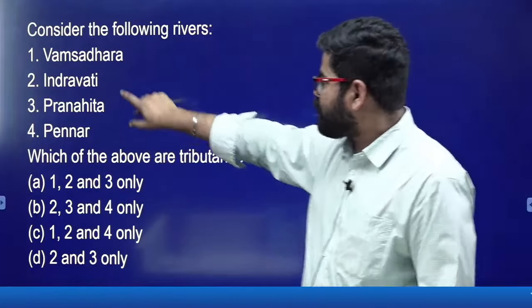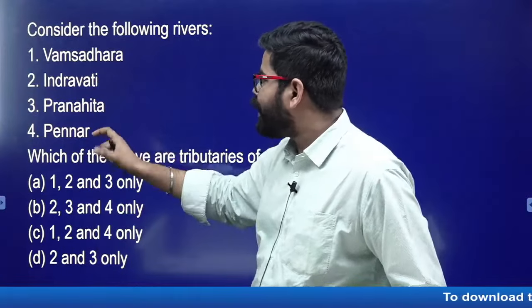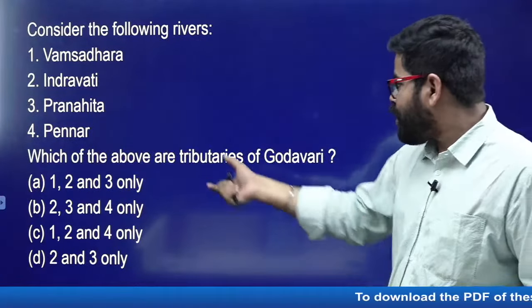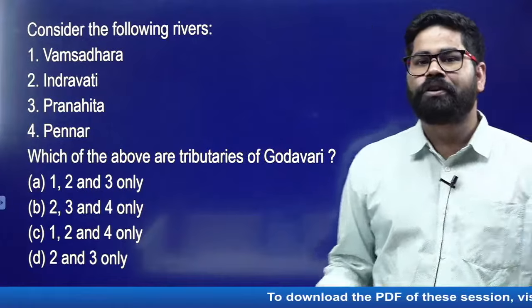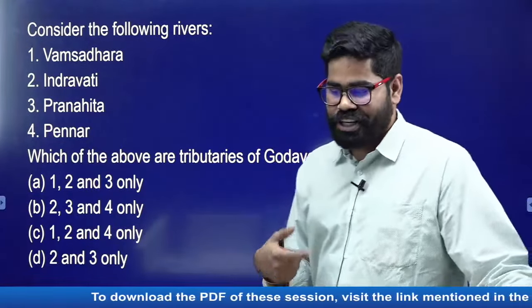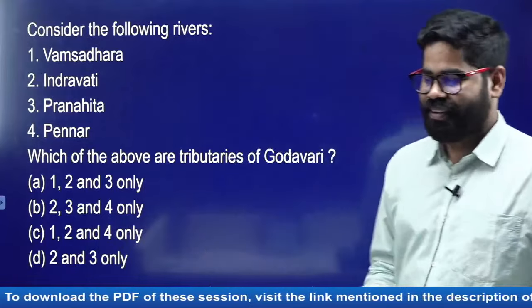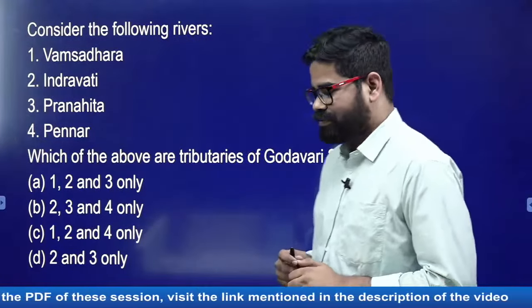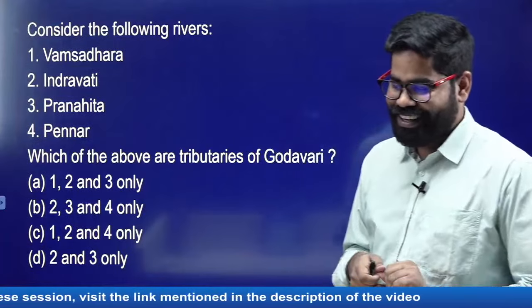Consider the following rivers: Vamsadhara, Indravati, Pranhita and Pennar. Which of the above are tributaries of Godavari? Okay. Which of the above are tributaries of Godavari? Can you tell me this one?